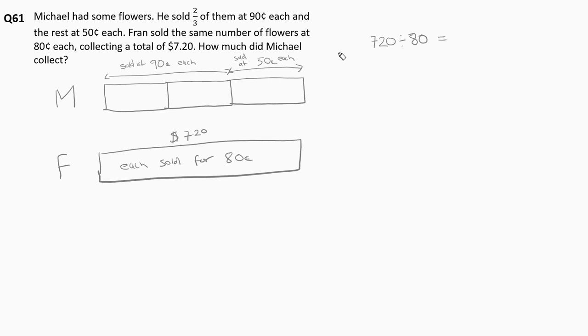Now, what is this? I'm hoping also that you recognize that we have 72 times 10 divided by 8 times 10. So 720 divided by 80 is actually the same value as 72 divided by 8, because both of these are, in effect, being multiplied by 10. So if you know your 8 times table and you recognize these numbers, you'll be able to do it really easily. And the answer is 9.